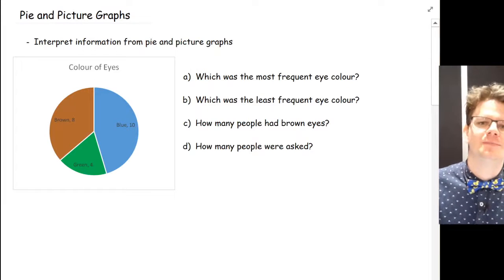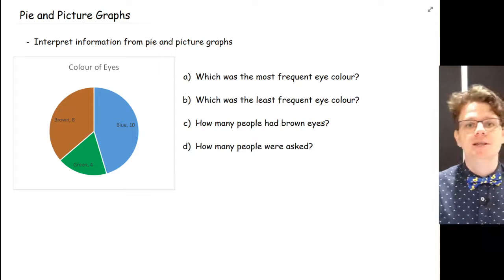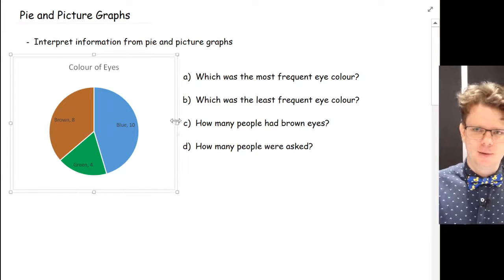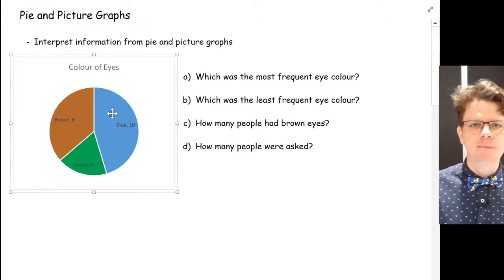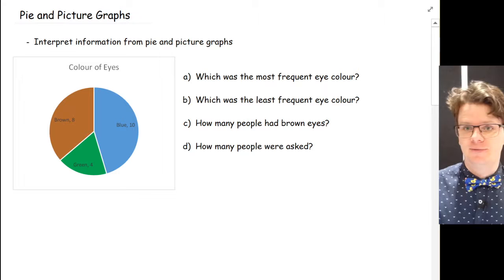Alrighty, hello everyone. So today we're going to be having a look at some different graph types again. So these are going to be the pie and the picture graphs. And I know most of you are probably pretty familiar with the pie graph, like this one here. And what we want to be able to do is actually answer some information based off it.